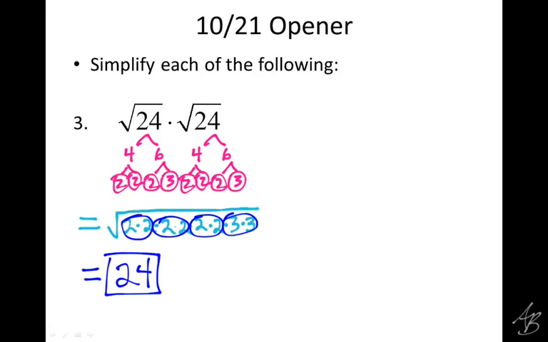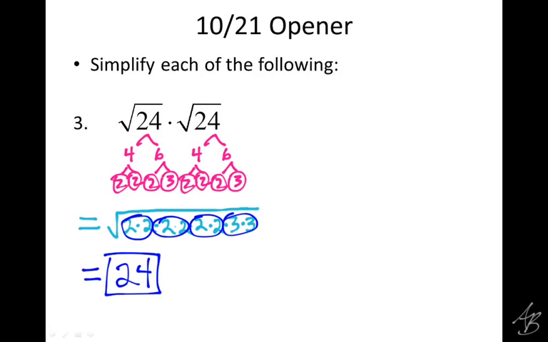So if you think about what's happening here, every factor in this 24 can pair up with a factor in this 24 because they're all the same factors, and so you end up with the same number that we started with. The only difference is this 24 is on the outside, and these 24s were on the inside.